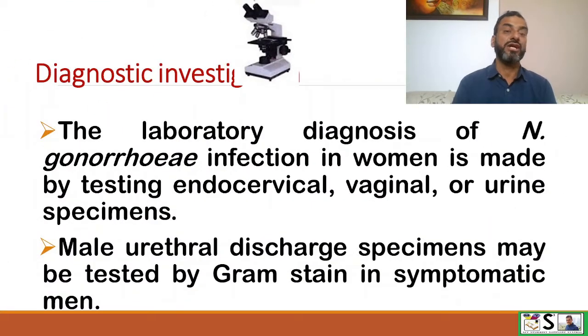How will we diagnose it? The laboratory diagnosis of Neisseria gonorrhoeae infection in women is made by testing endocervical, vaginal or urine specimens, and male urethral discharge specimens may also be tested by gram stain in symptomatic cases in men.